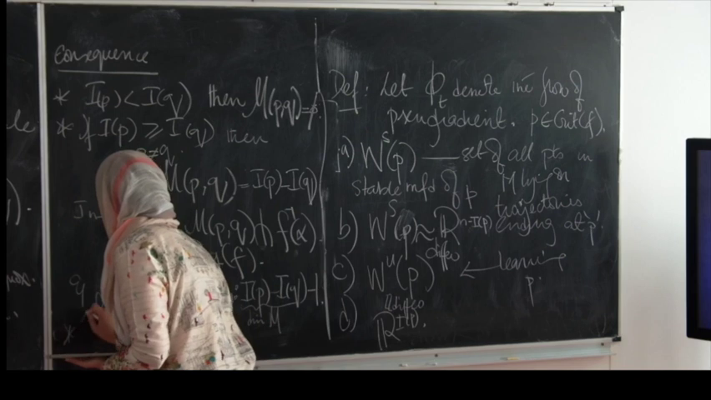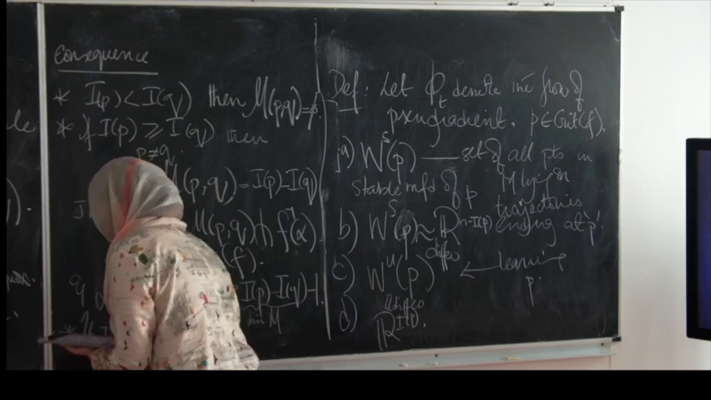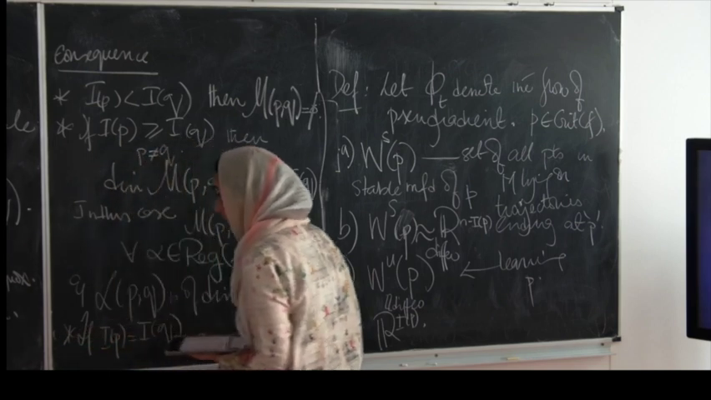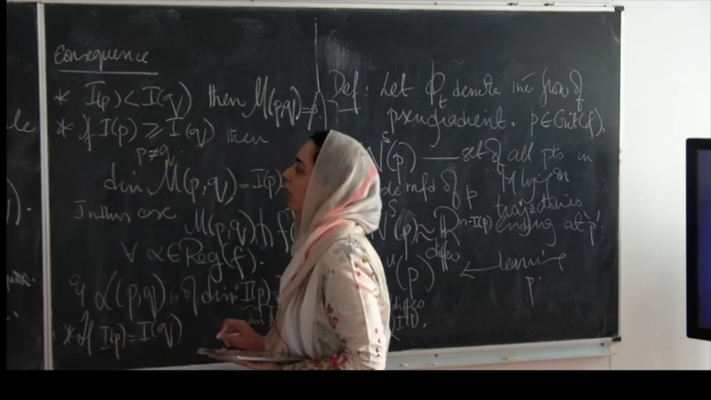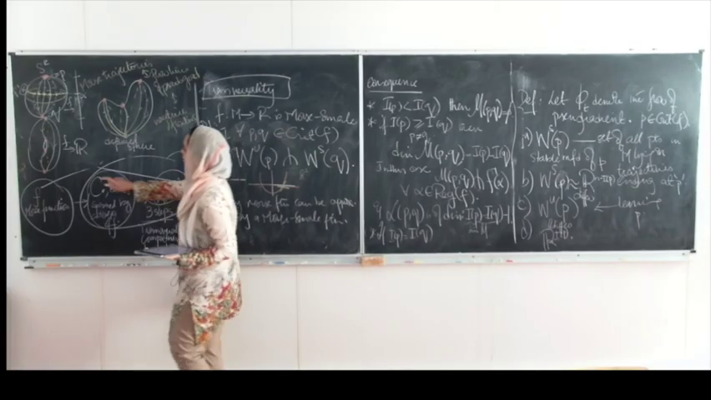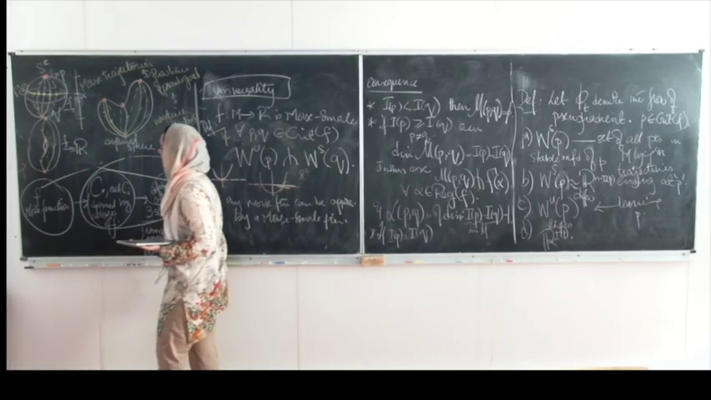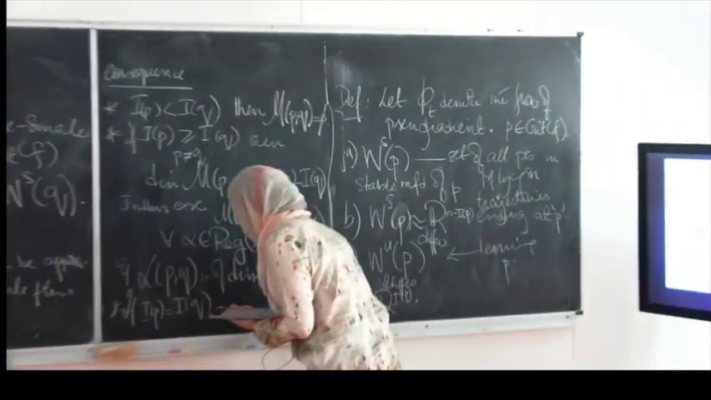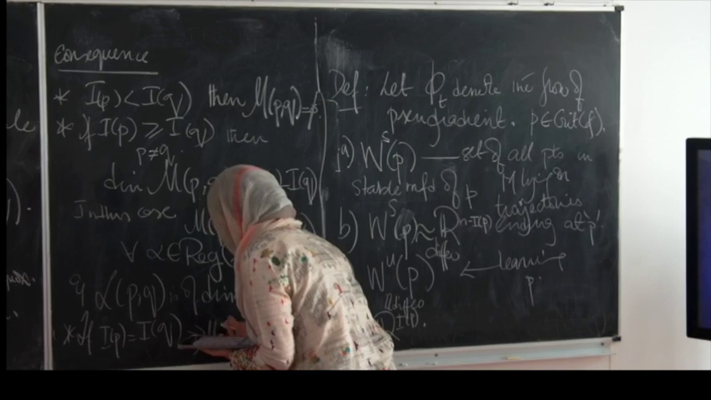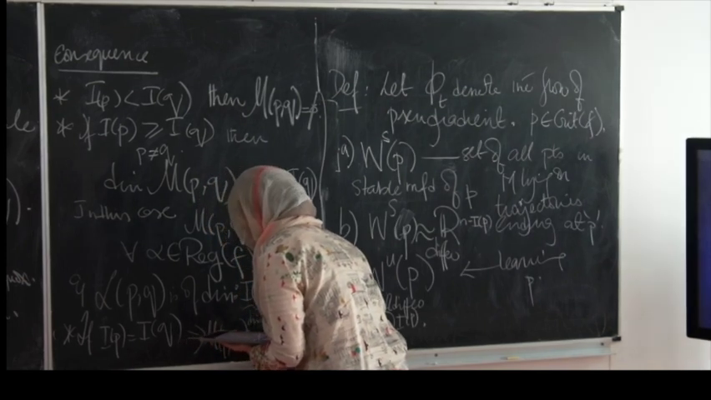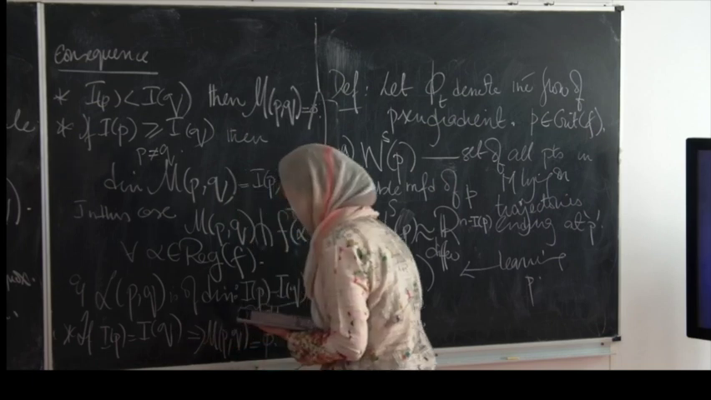And now if index of P is equal to index of Q, that can happen. You have two critical points at the same index. So for instance, here you have two critical points at the same index. Then the flow lines are empty.